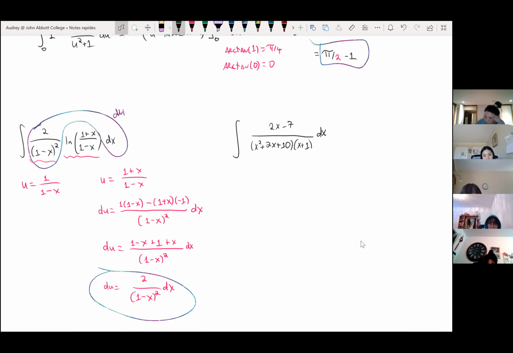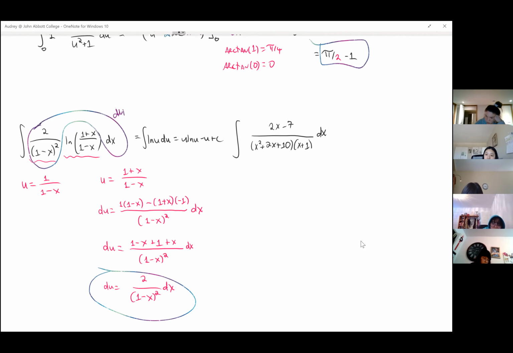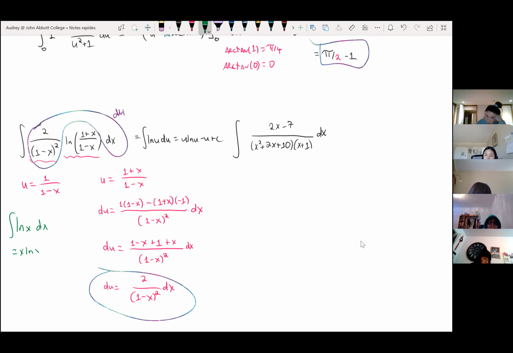ln u is a known form. So ln u, remember we thought of it as ln x, but ln x we said you should just memorize as x ln x minus x plus a constant. Okay, and then we replace our u's to get (1 plus x over 1 minus x) ln of (1 plus x over 1 minus x), minus (1 plus x over 1 minus x), plus a constant.